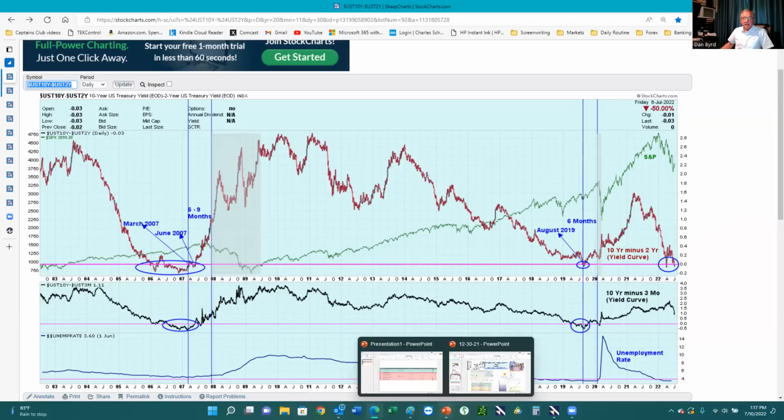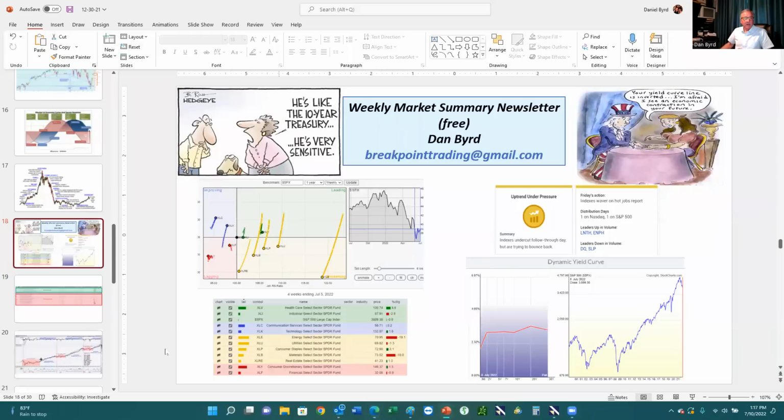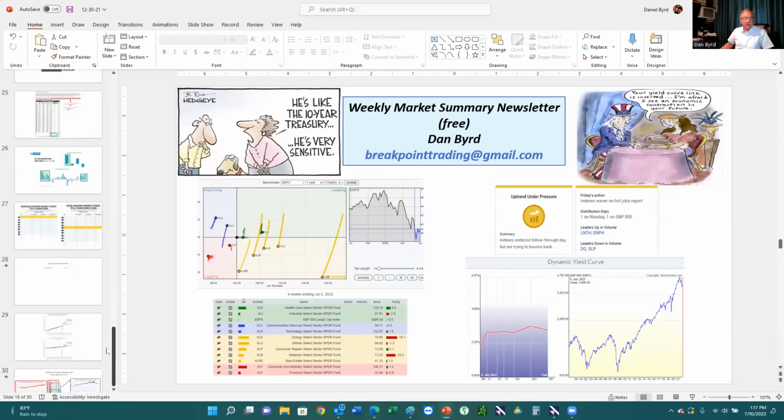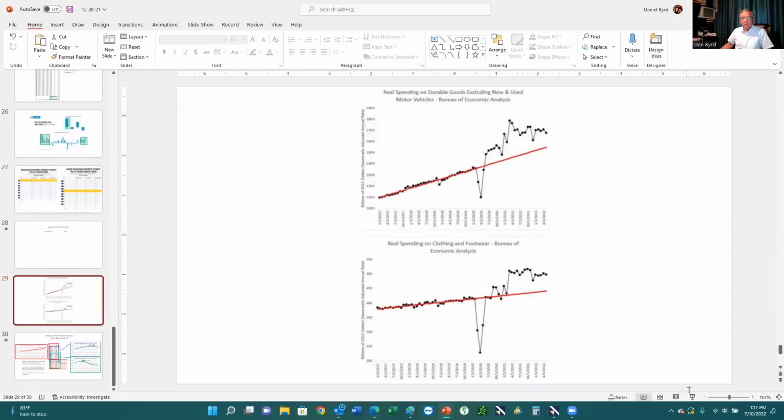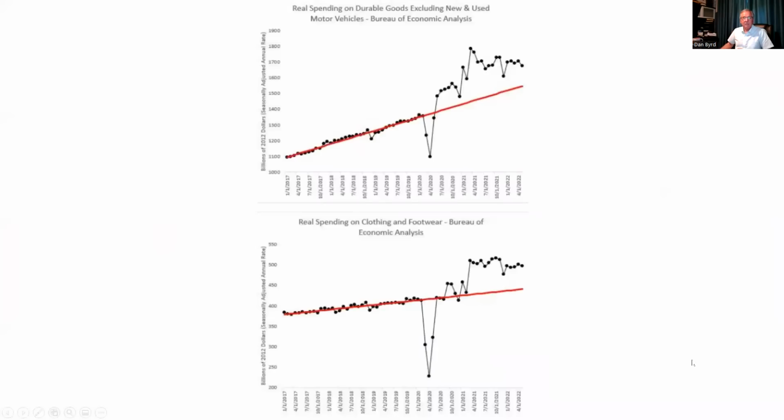Since you bring that up, let me go to the chart that I forgot to put in this week, but I'll put it in next week. Here is real spending on clothing and footwear, and durable goods. The one at the top is durable goods excluding new and used motor vehicles. What is the trend? What's the red? The red is the pre-COVID trend. Got it.